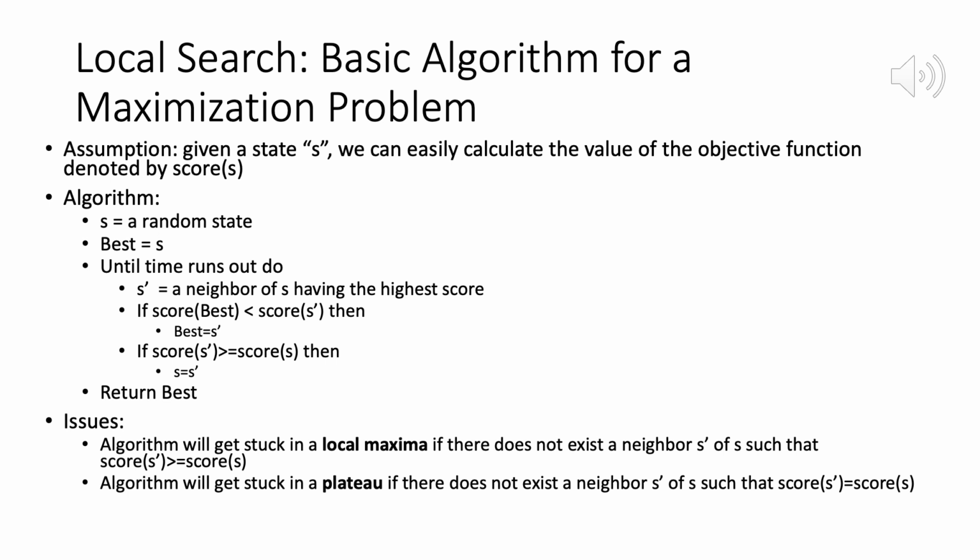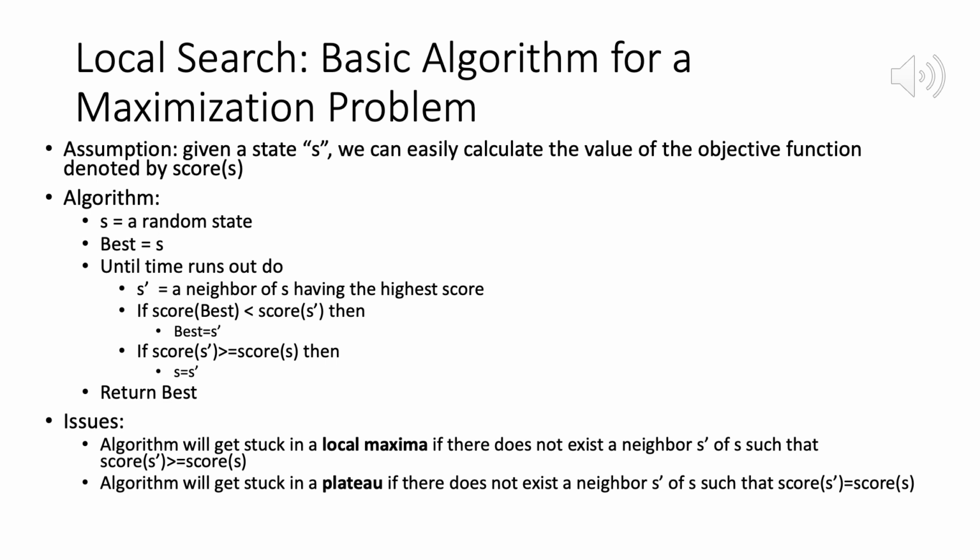We assume that given a state S, there is a scoring function called score such that calculating the score of S is computationally feasible. In other words, given a state S, score of S can be computed in polynomial time in the size of the graphical model, or in the general context, if you have an objective function, then score can be computed in time that scales linearly with the number of elements in the objective function.